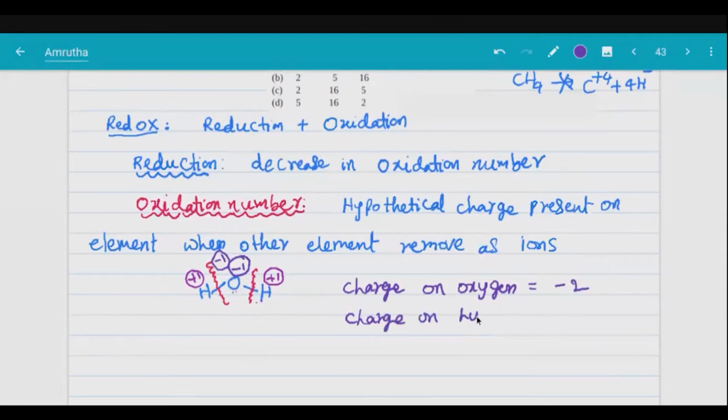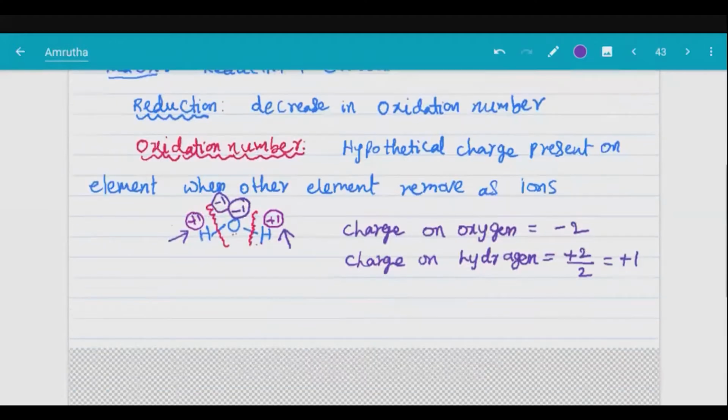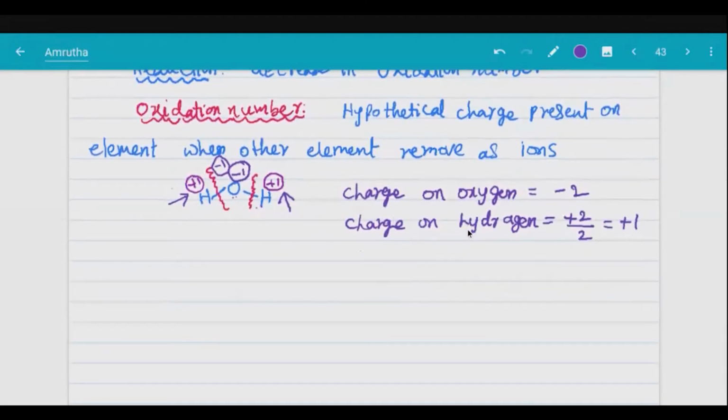What is the charge on hydrogen? Sir, we have two hydrogens. Which hydrogen are you asking about? I'm asking about the overall hydrogen. The total charge is +2, +1 on each hydrogen, and there are two hydrogens. So +2 total charge by 2 atoms, the average charge is +1. Hydrogen is +1. So oxidation number is basically hypothetical charge. Hydrogen is +1, oxygen is -2.